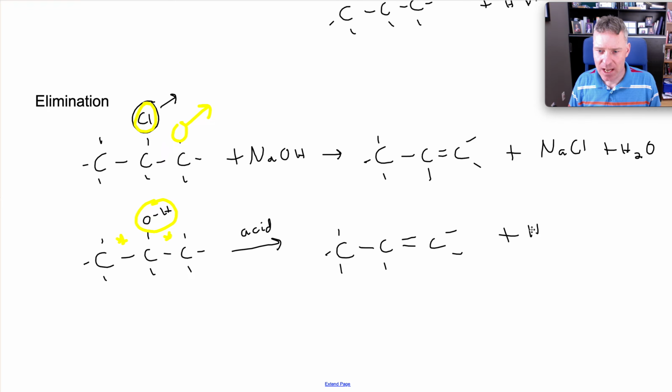Okay, and you get a water product. So the acid helps pull off the OH, makes the water, and then the other H regenerates the catalyst. Okay, and that's why it is a catalyst and not a reactant. Okay, so on diploma exams, both of these, the dehydration on the bottom, the dehydrohalogenation on the top, you just call them elimination.